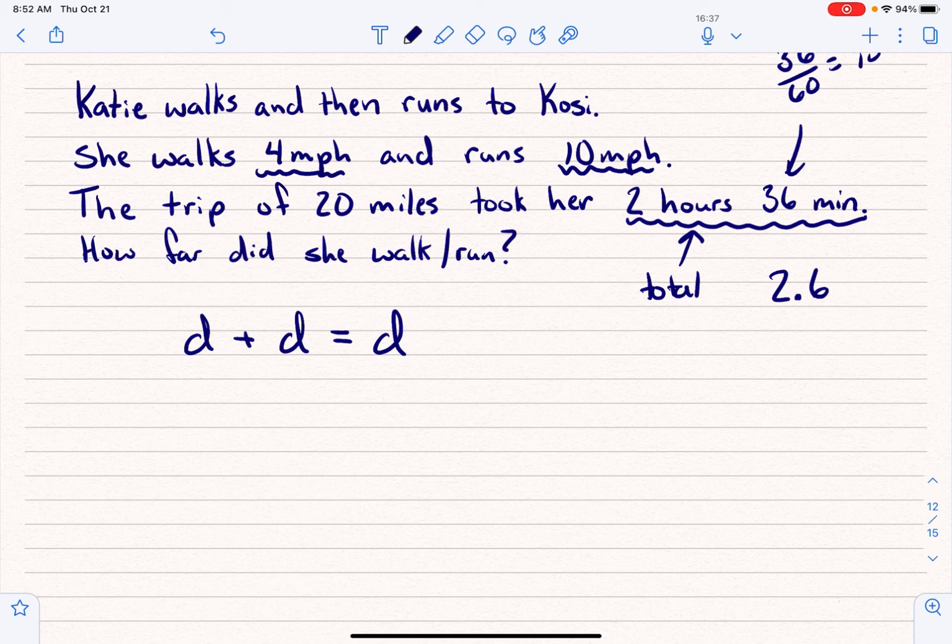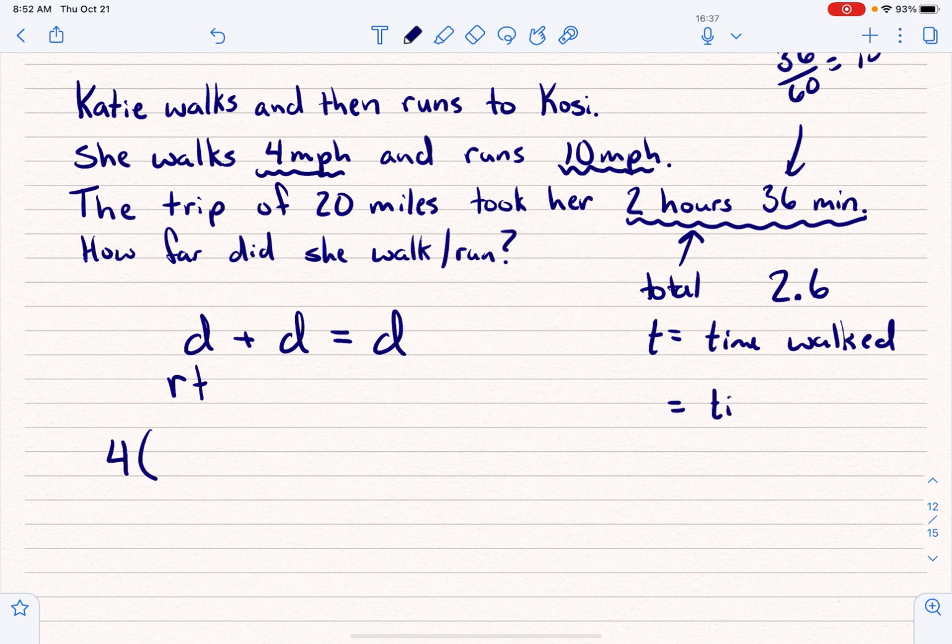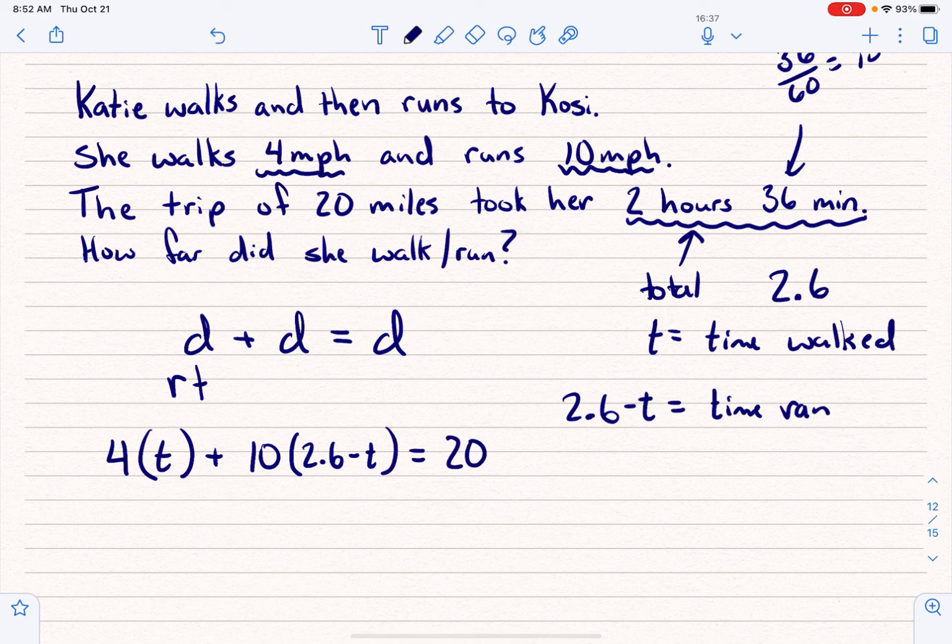That makes sense. So the distance that she walked, rate times time, what's her rate? 4 miles per hour. What's her time? Well, let's say that her time is t. So that'll be time walked. Okay. Well, then what would be her time for running? Time ran. Well, if her total is 2.6 and she spent t of it walking, then 2.6 minus t would be how much she ran. So we have 4 times t, her time walking, plus her rate of running is 10 times her time of running, 2.6 minus t, equals the total distance, 20 miles.